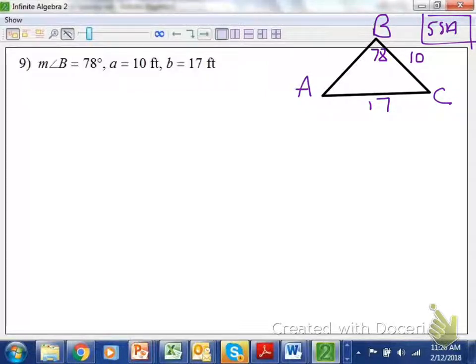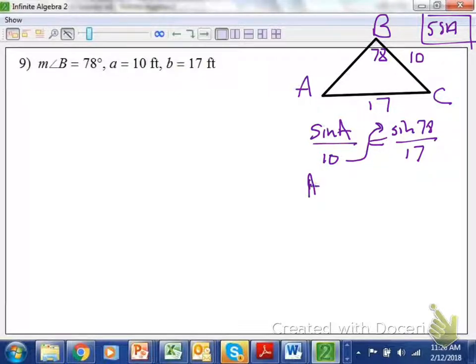A, right? So sine of A divided by 10 is equal to the sine of 78 divided by 17. We're going to put this 10 right up there, cross multiply, and A is going to be the angle or inverse sine of 10 times the sine of 78 over 17, which gave us what for A?